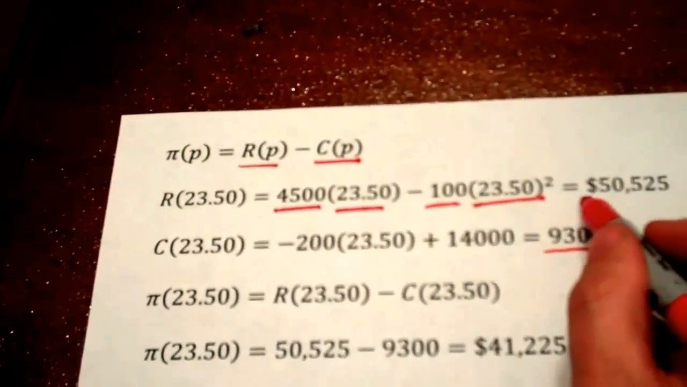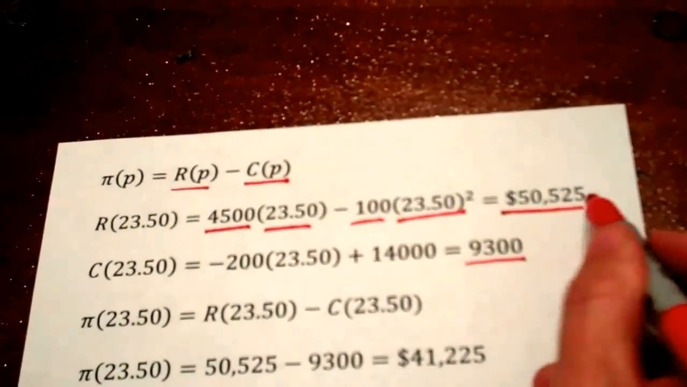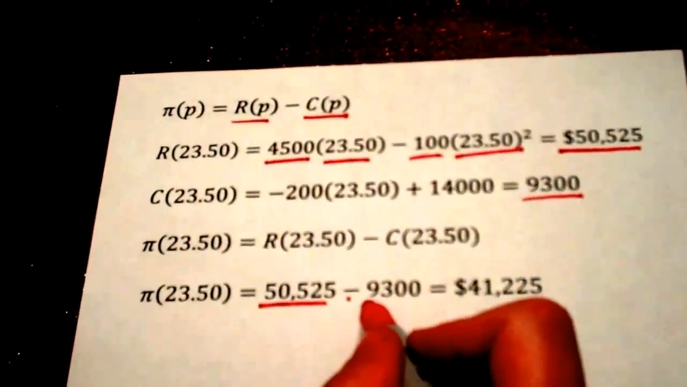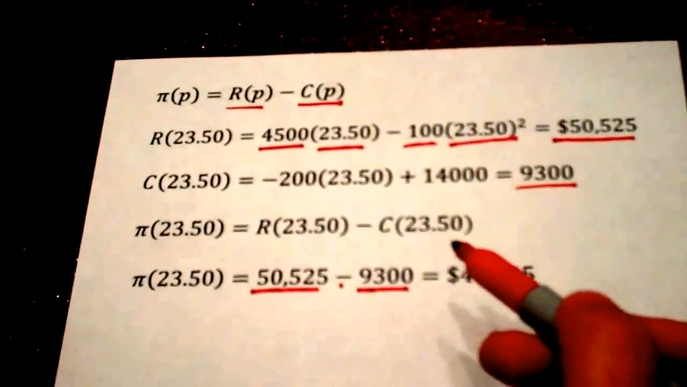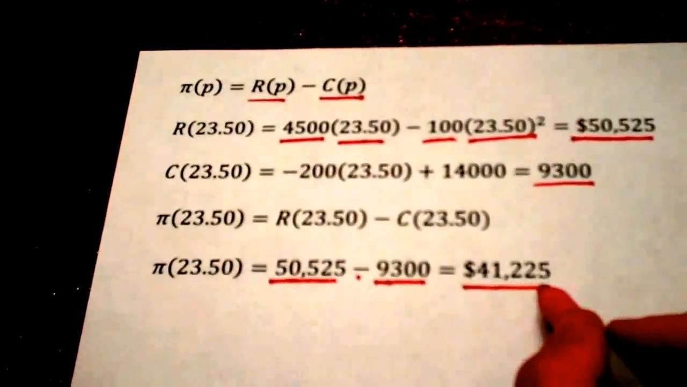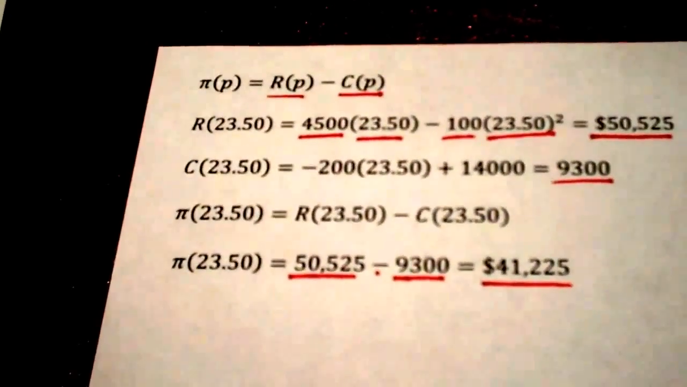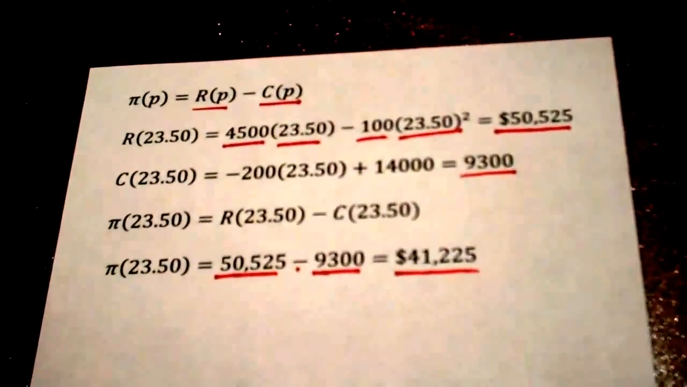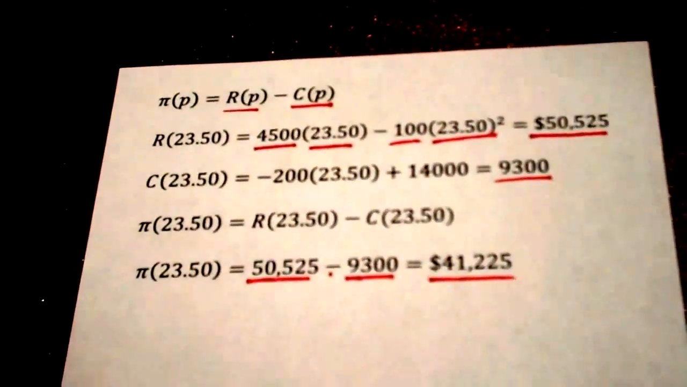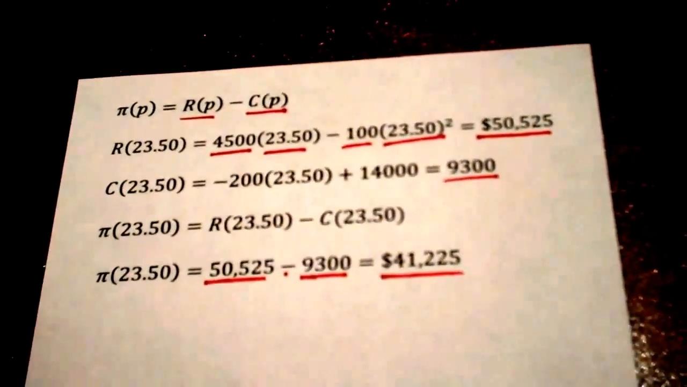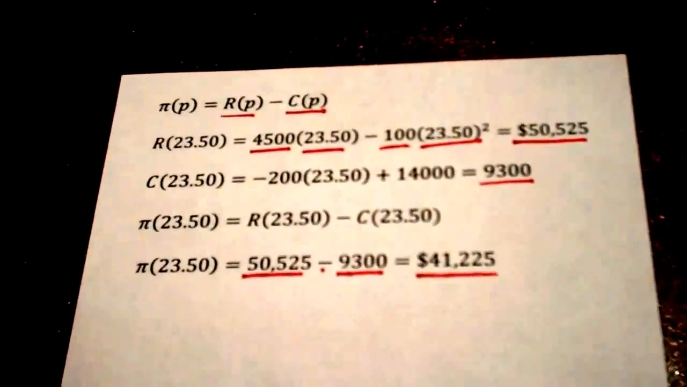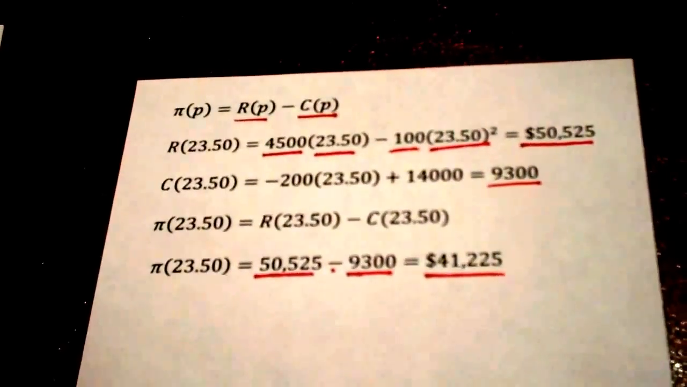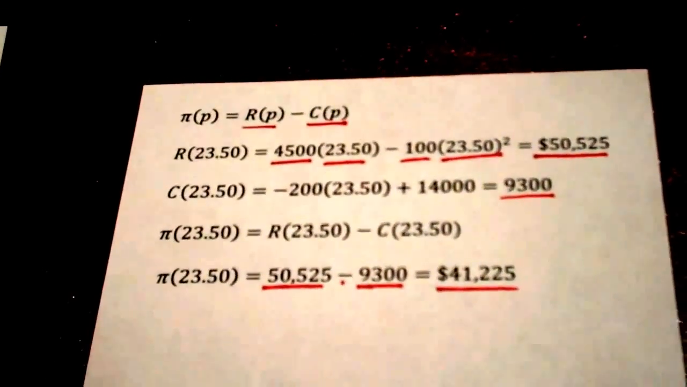So if I take my revenue of $50,525 and subtract from that my cost of $9,300, once again I find the same result, which is $41,225. Now if you do have time on your test, I do recommend doing the problem a second, different way to ensure that you really do have the right answer. Merely checking the problem the same way that you did the first time may mean that you just recreate the same mistake that you made the first time. If there's a complete second different way to do the problem, that's always advisable.